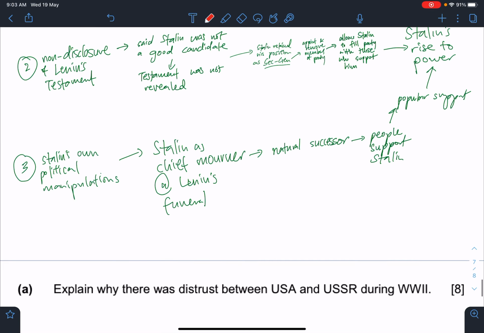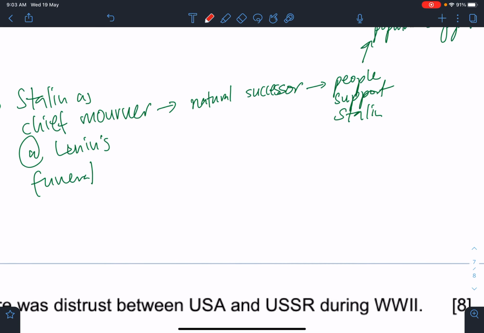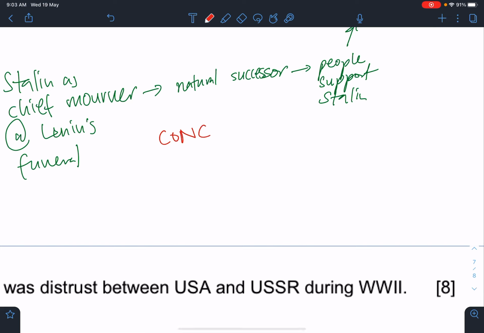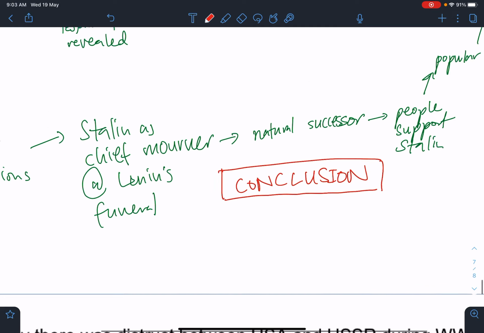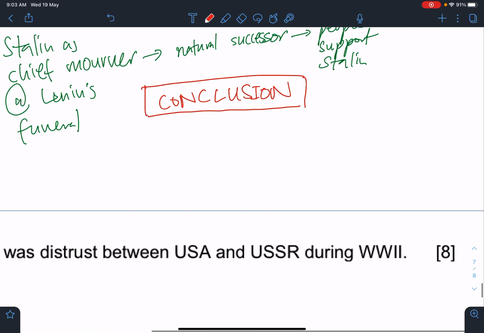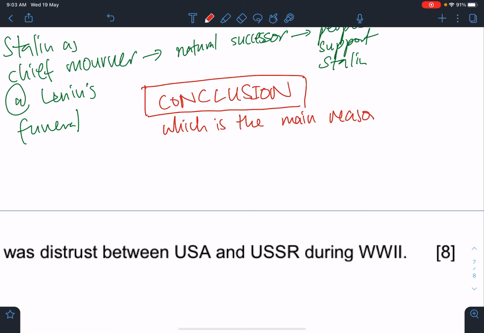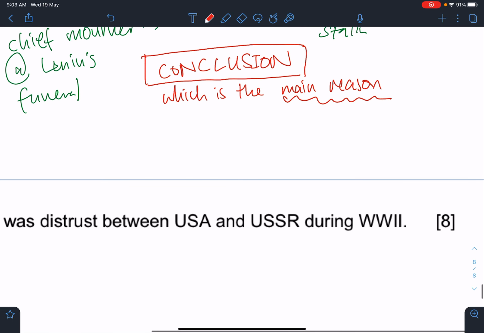Okay? Now, if we are talking about conclusions, let me say that if you are just rearranging your points and you say that all three factors led to the rise of Stalin, hello, you are not saying anything new. That is not a conclusion. There is this thing called repetition, useless. The conclusion should make an evaluation of which is the main reason, which is the most important reason. Don't just repeat. Which one carries the most weight?